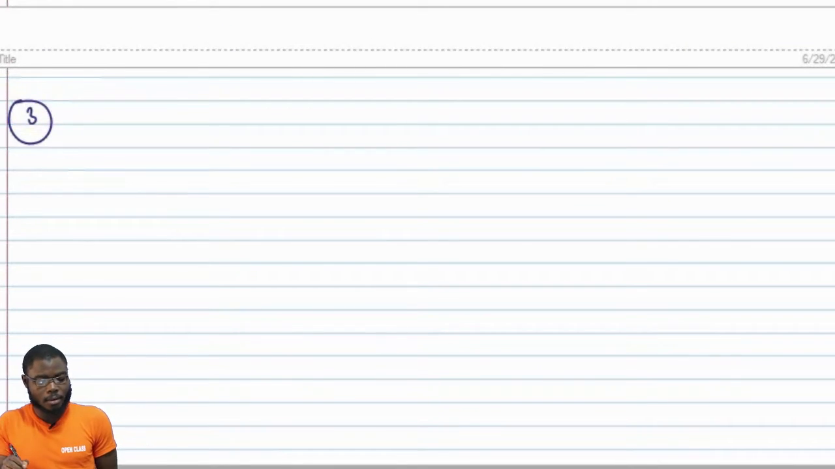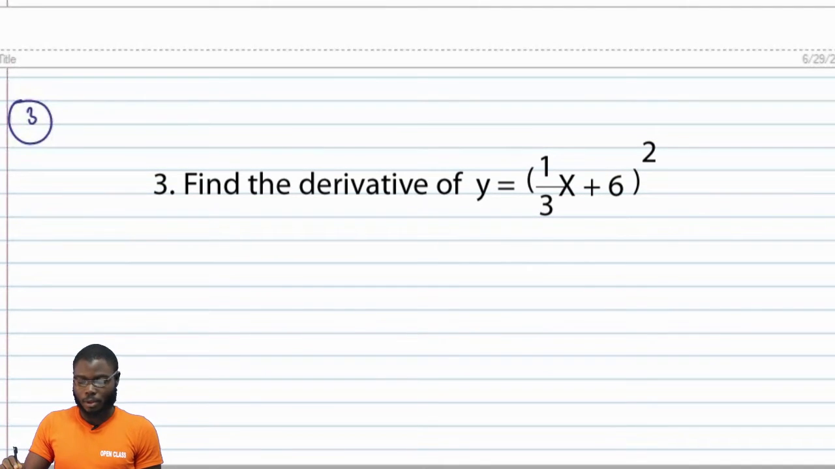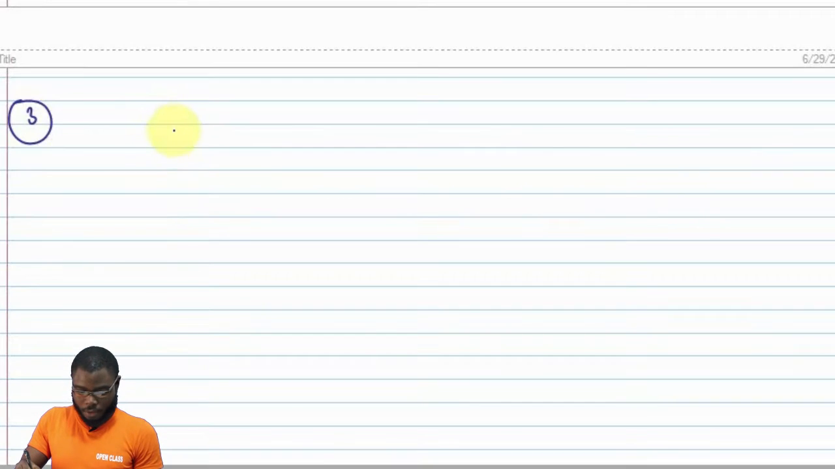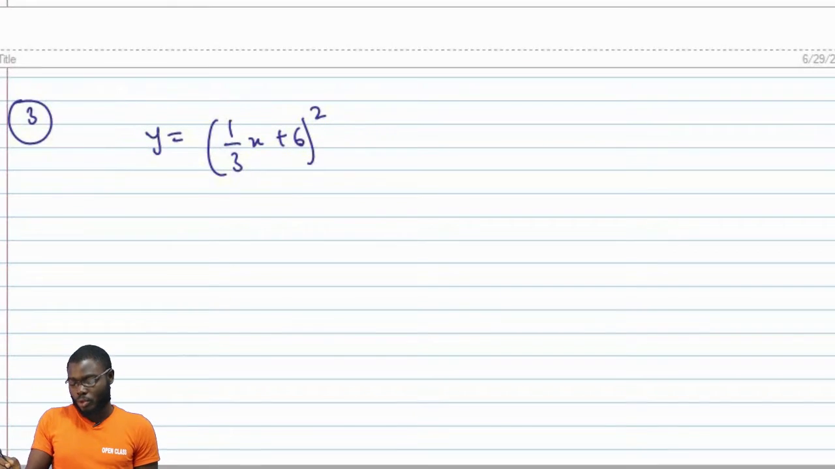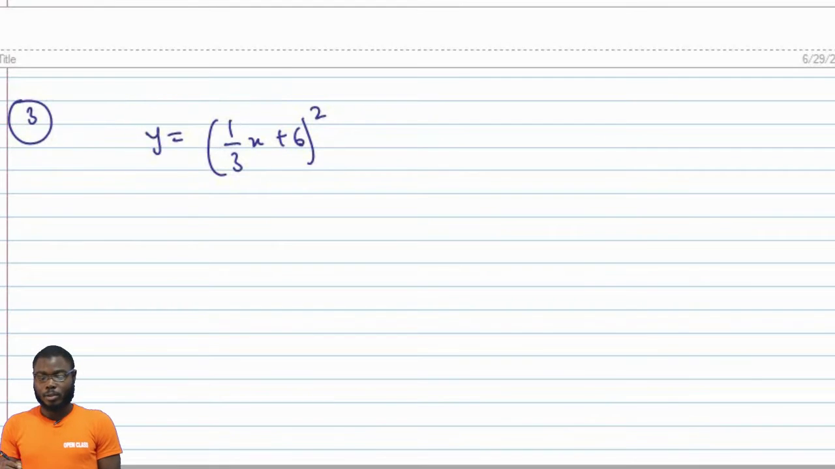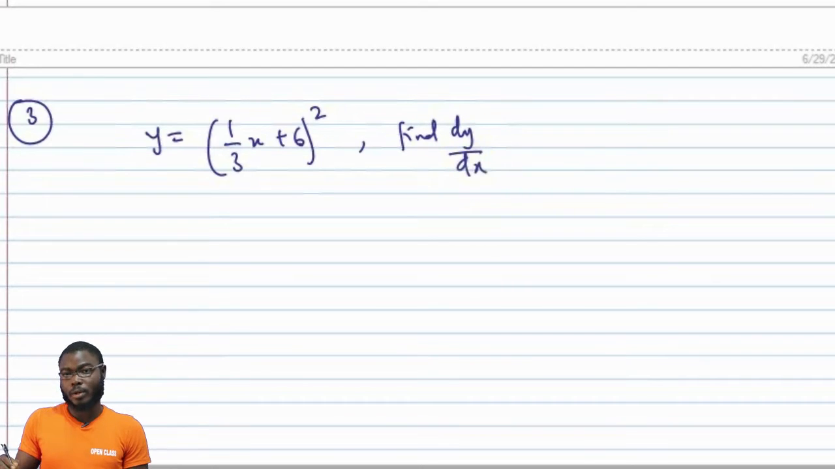Question number 3 says, find the derivative of y equals 1 over (3x plus 6) all squared. So we have y equal to 1 over (3x plus 6) all squared. So we have to find the derivative of it. What this is saying in essence is find dy/dx. So this is under differential calculus.